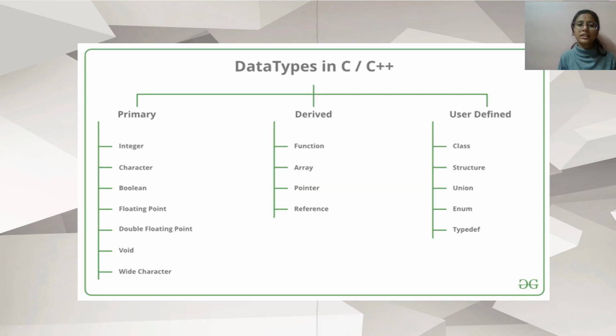Then let us see about the data types in C or C++. There are three types: primary, derived, and user defined. In primary, there are integer, character, boolean, floating point, double floating point, void. In derived, function, array, pointer, reference. User defined: class, structure, union, enum, and typedef.